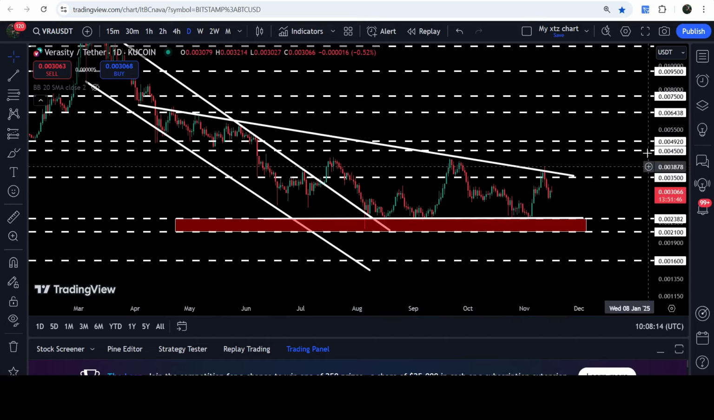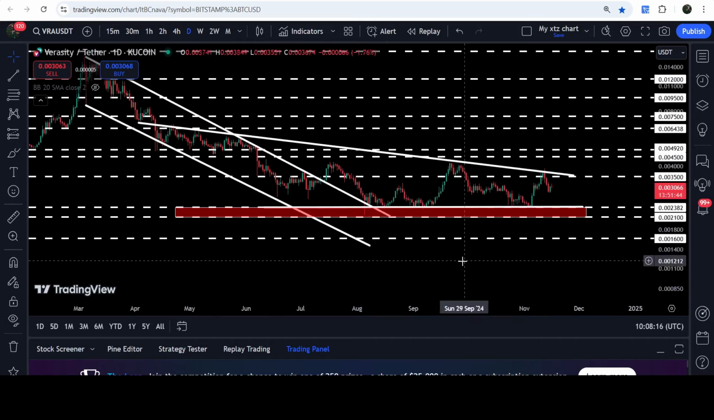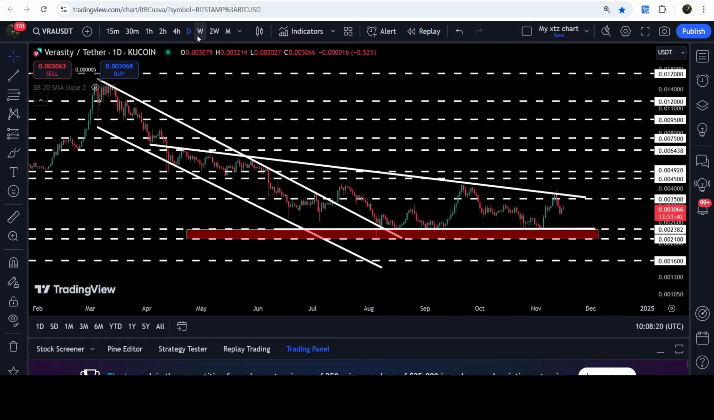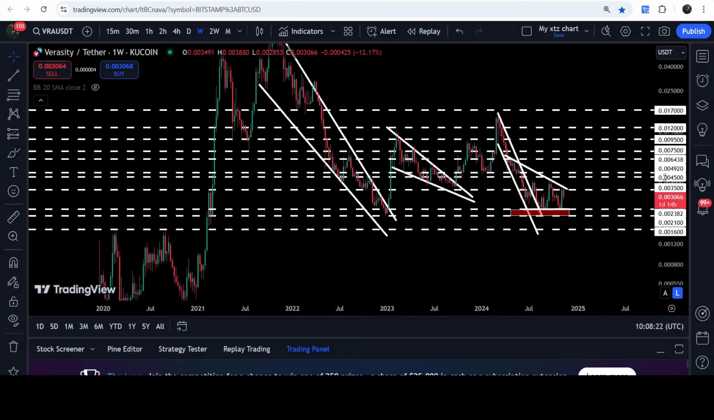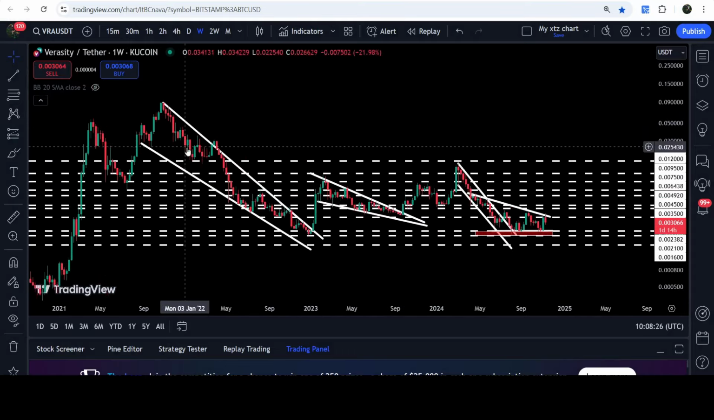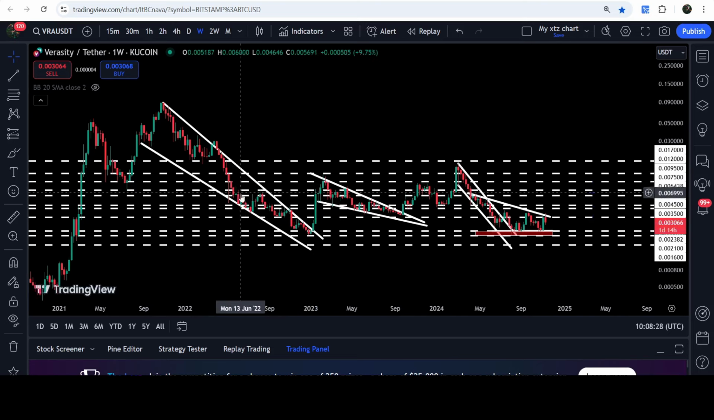Therefore I'm expecting that soon it can break this triangle, and in today's video we will analyze this triangle and this previous breakout from this down channel as well. And I would also like to show you this previous breakout from this very big and long-term falling wedge pattern. You can see that on this 7 days time frame chart, the price of Verasity has already broken out this falling wedge pattern as well.